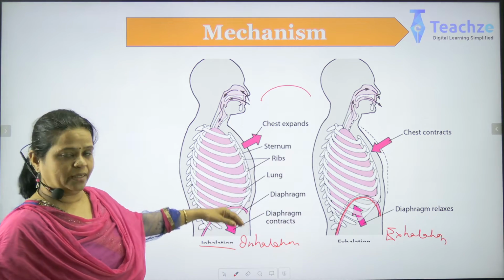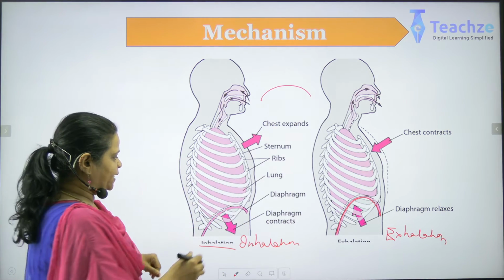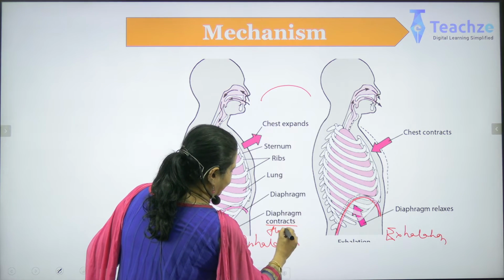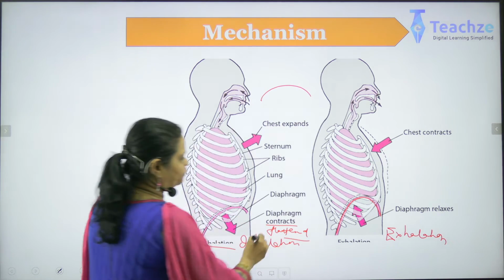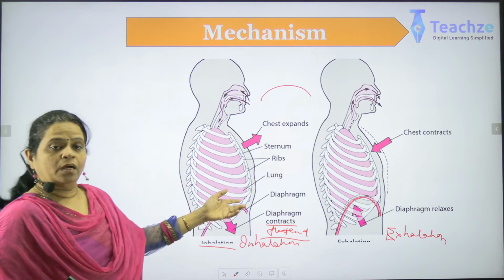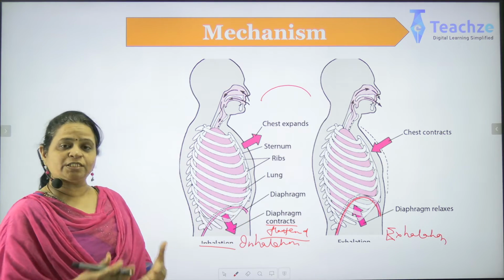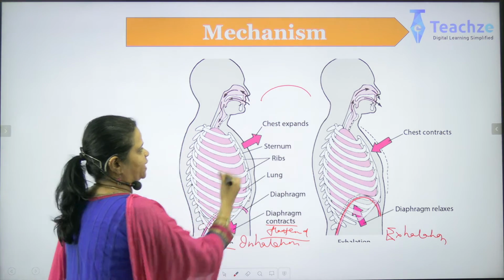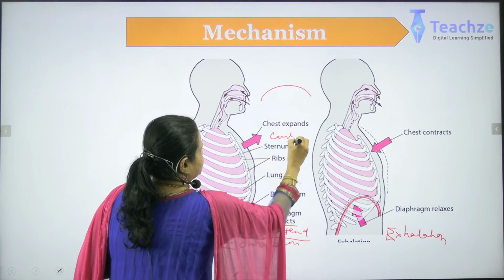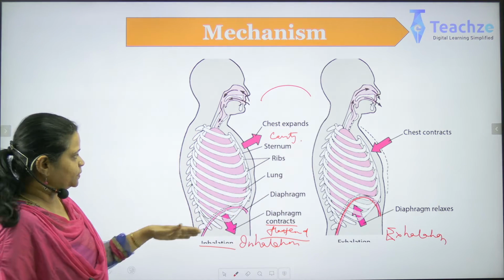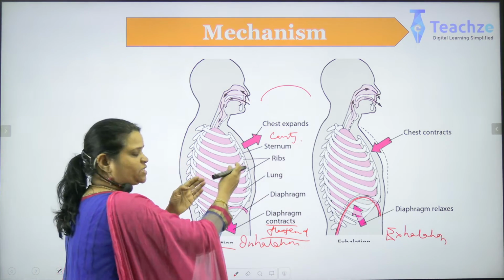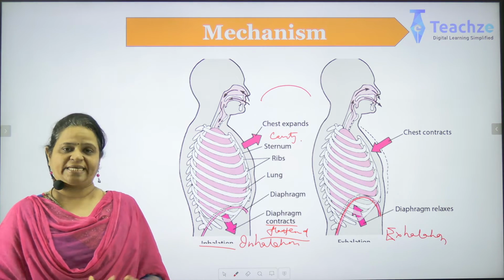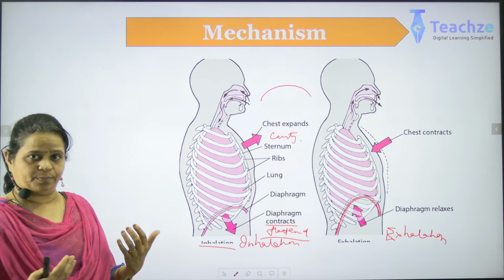But during inspiration, you find the diaphragm is contracted, that is, it becomes more flattened. And why does it do so? Because it needs to expand the cavity which is present inside. Now, this is the chest cavity, which expands first with the diaphragm, and then the ribs which are present have to be pulled backward. So whenever you pull your chest backward, you give an expansive property to it.